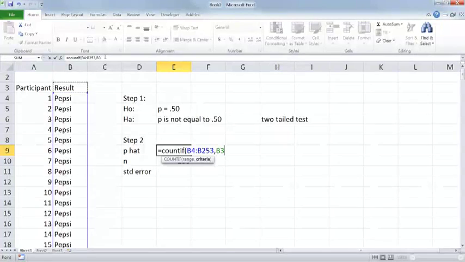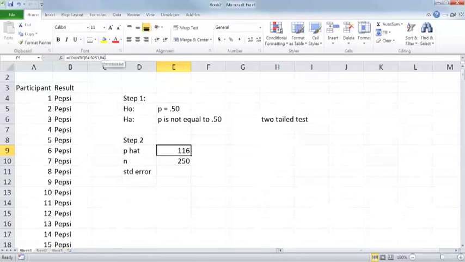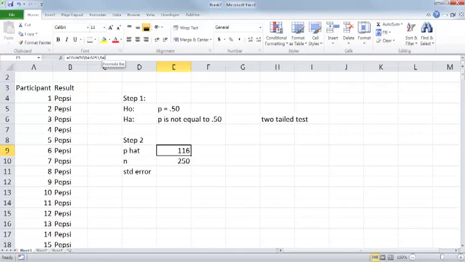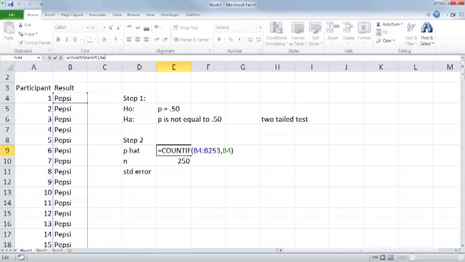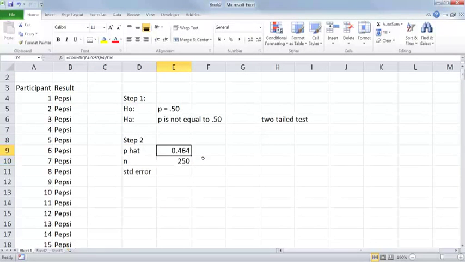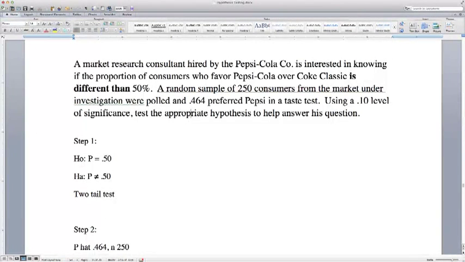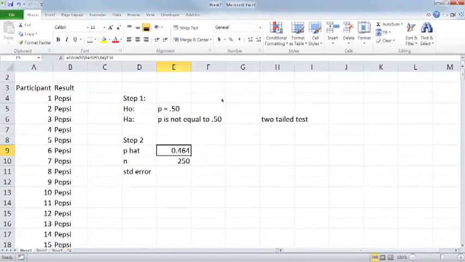Well, I can just point at one of these Pepsis over here, and it says 116. So that's great. That's not P hat, right? That's just the count of successes. So then we have to divide that by our N. Of the 250, 116 told us Pepsi, so that's 0.464, exactly what the problem tells us. 0.464 preferred Pepsi. So that's how I would come up with my P hat if I had raw data, 0.464.